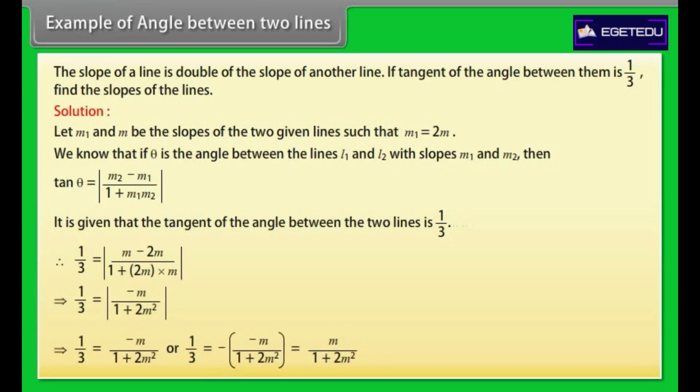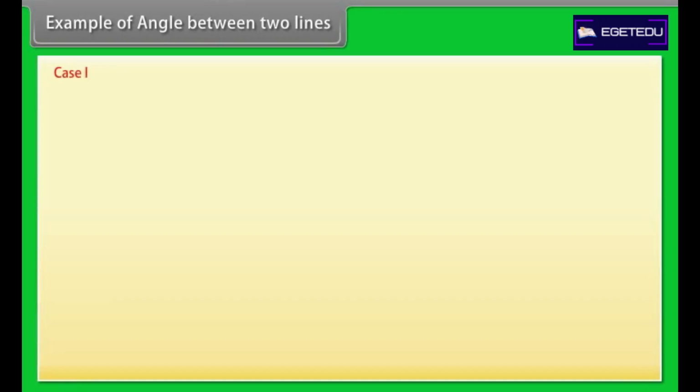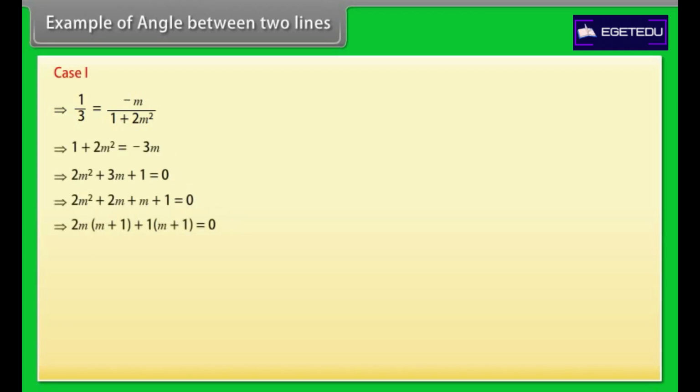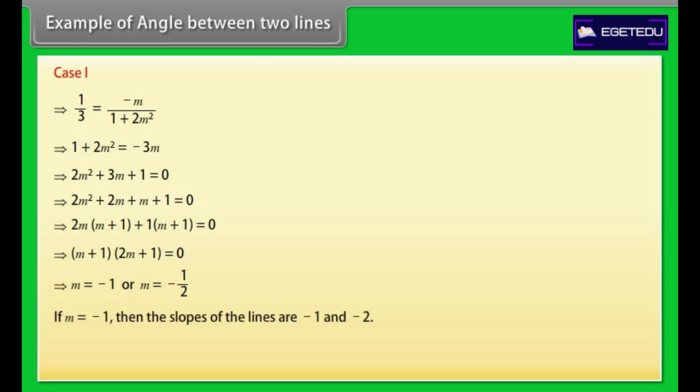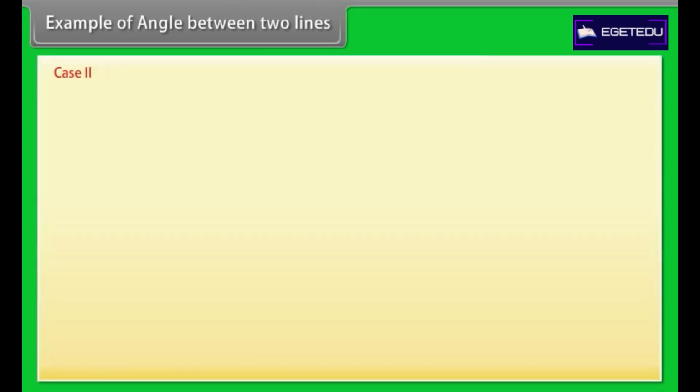On solving, we get |m/(1 + 2m²)|. Case 1. 1/3 = -m/(1 + 2m²). On solving, we get m = -1 or m = -1/2. If m = -1, then the slopes of the lines are -1 and -2. If m = -1/2, then the slopes of the lines are -1/2 and -1.